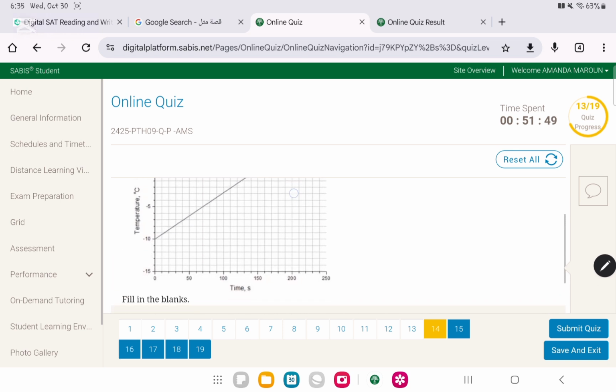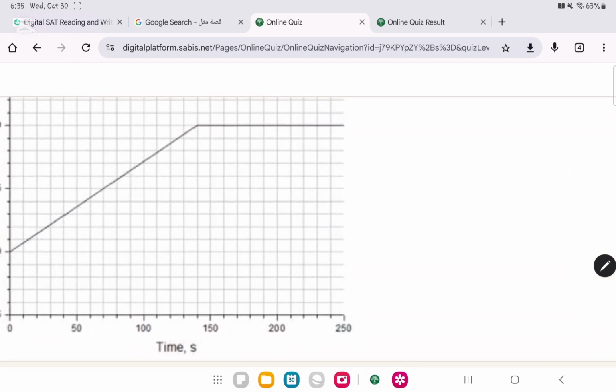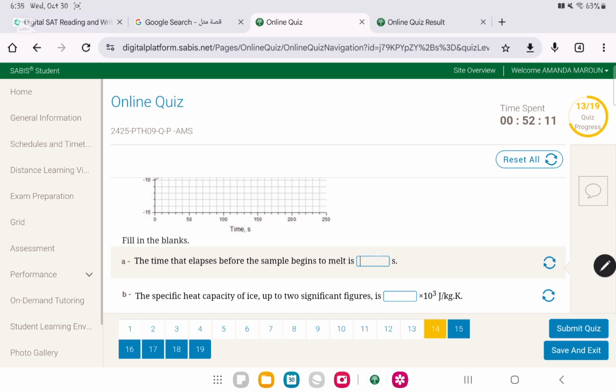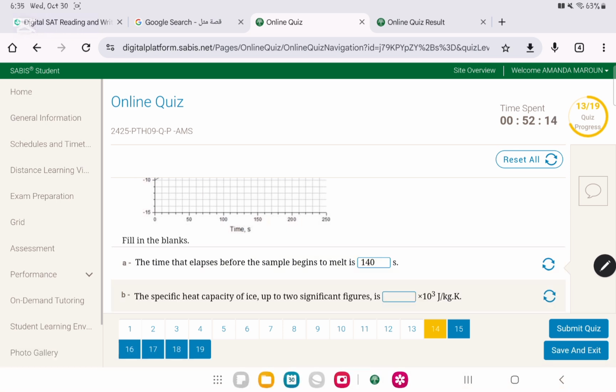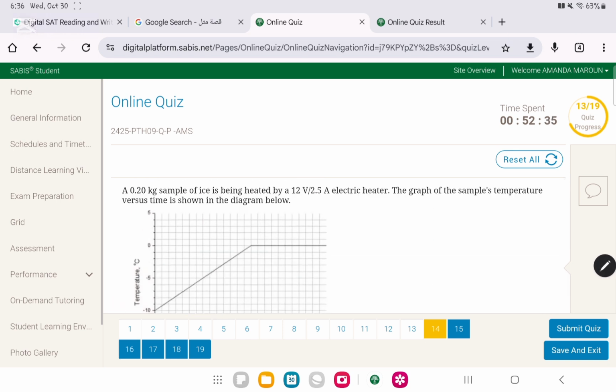So you look at the graph, let's zoom in, and you go to the time exactly before it starts to melt, exactly before it starts to become flat. So here it is approximately 120, 130, 140 seconds. So here the time elapsed before it melts is 140 seconds. Now we need to find the specific heat capacity of ice. So now we're going to take 0.20 kg as our mass. This is our voltage, and this is our current. And I remember that the time was 140 seconds.